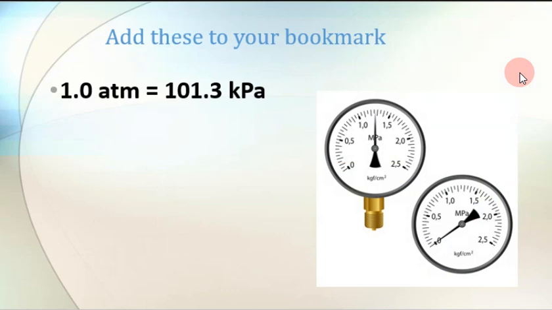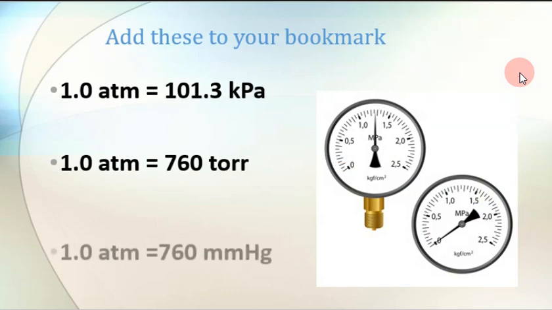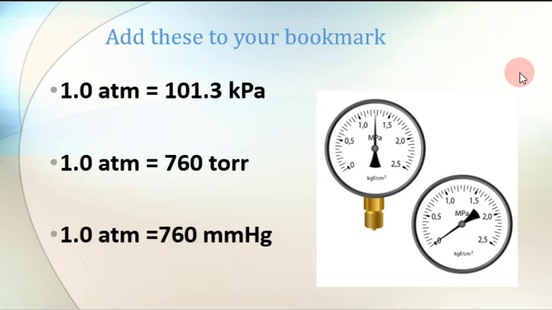One, for the pascals, when we're going to convert over to pascals, we're going to use kilopascals because it's such a large unit. So 1 atmosphere equals 101.3 kilopascals. That's named after Mr. Pascal. In the torr, we have 1 atmosphere equals 760 torr. And we have 1 atmosphere equals 760 millimeters of mercury. We'll see why mercury was the one that was chosen.